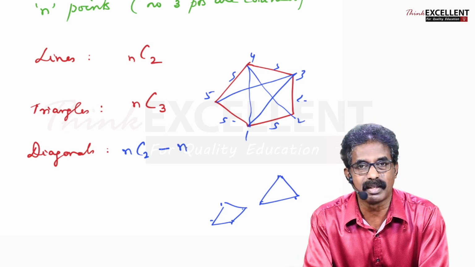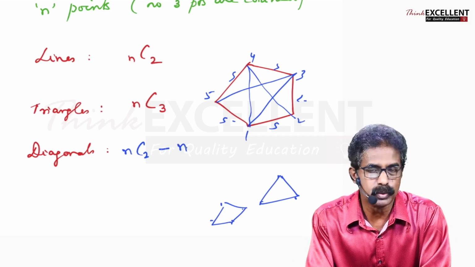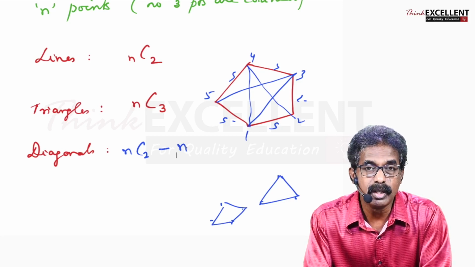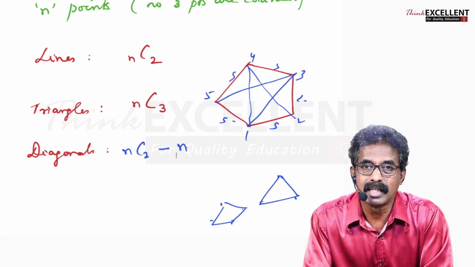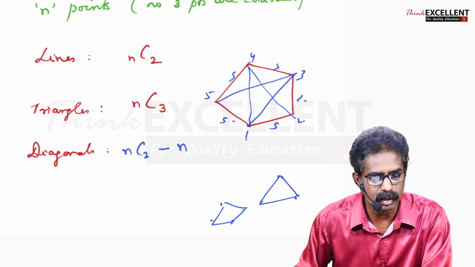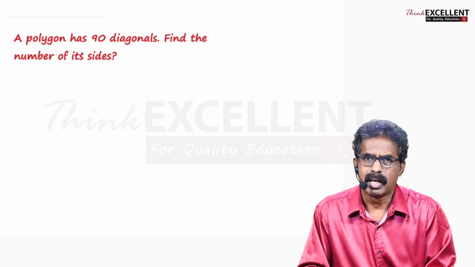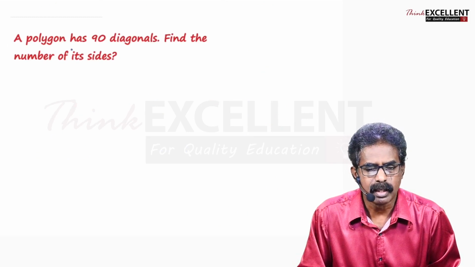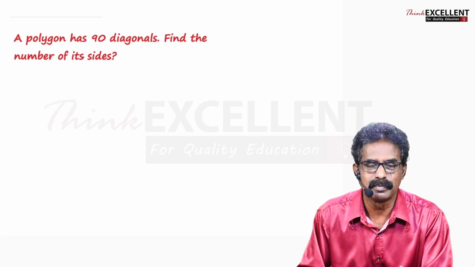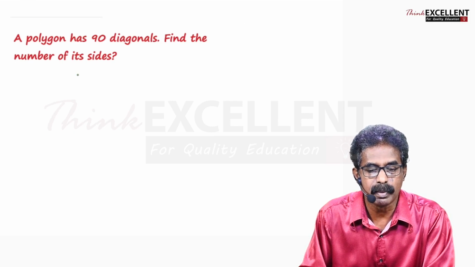Suppose n points are given. How many lines can be drawn? NC2. How many triangles can be drawn? NC3. How many diagonals are there? NC2 minus n. Okay, so with this I'll give a very small sum. Look at this. A polygon. Polygon means many-sided closed figure. A polygon has 90 diagonals. They didn't ask you how many diagonals. It is given. A polygon has 90 diagonals. Find the number of its sides.